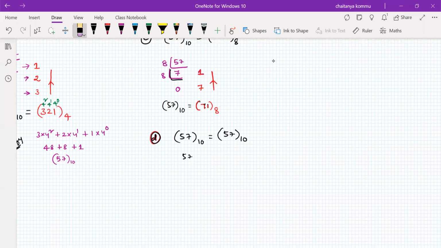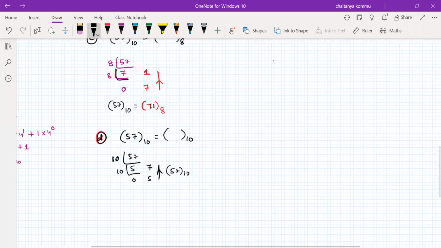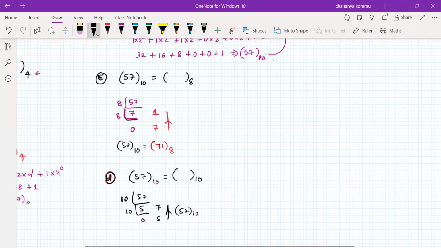First, 57 in base 10 itself. It's not a meaningful question, but we have to do it with base 10. 10 fives are 50, and we have 7. 10 zeros, 0. So what is the remainder? 57 only. It's not a meaningful question, don't mind. But we should know how to convert a decimal number into any radix system. Now I want to convert 57 of base 10 into base 16. The hexadecimal number system also I want to convert.